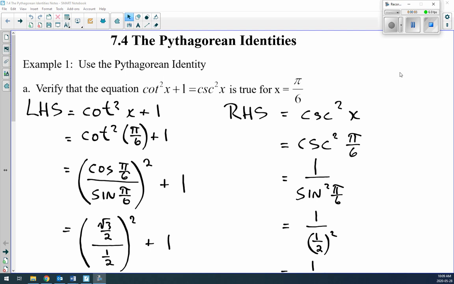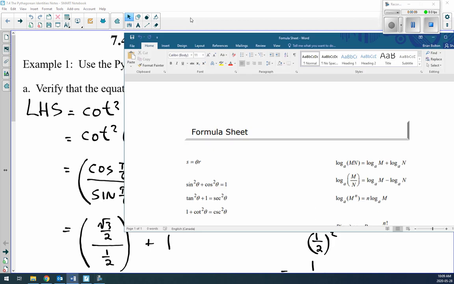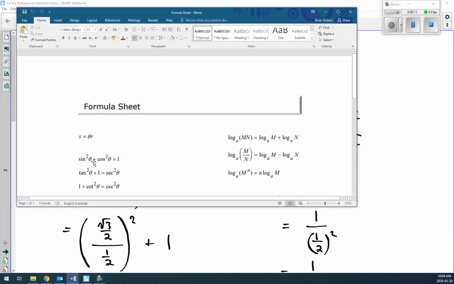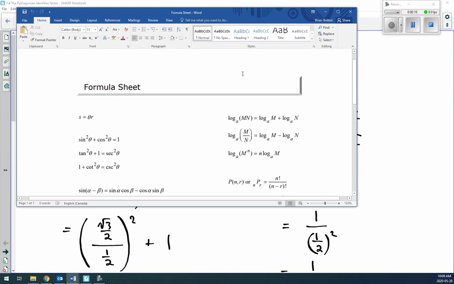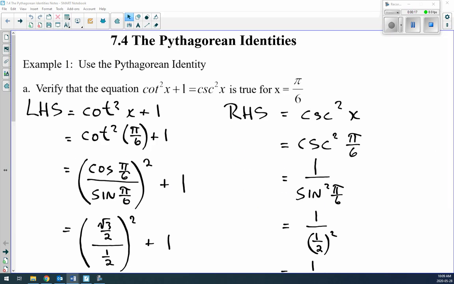Grade 12 Pre-Cal, lesson 7.4, the Pythagorean Identities. So what we're going to do is, make sure you have your formula sheet in front of you. If you look at our formula sheet, we're going to deal with these ones right here. These are the Pythagorean identities, the sine, tan, and cotangent here, all that stuff. So have that in front of you, or beside you, sorry, when we're working through this.